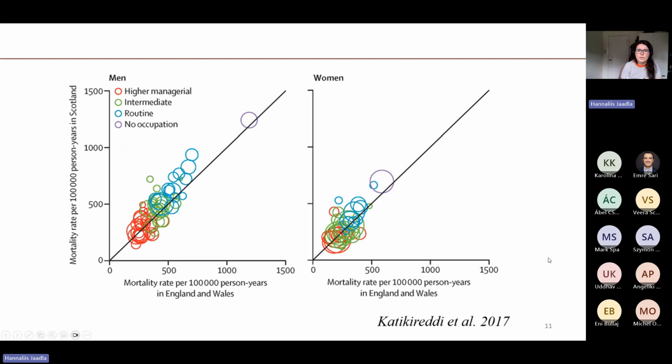I have another example, using an occupational classification scheme that's more contemporary. This is from a paper by Katikreddy, and it looks at patterns of mortality by occupation in Scotland and in England and Wales, and compares them. They use both men and women aged 20 to 59, and a census-linked death record. So they have a census record and linked mortality records, to get information about people's occupations.